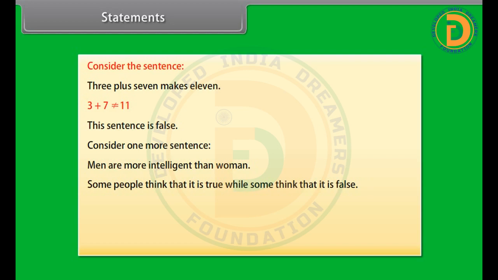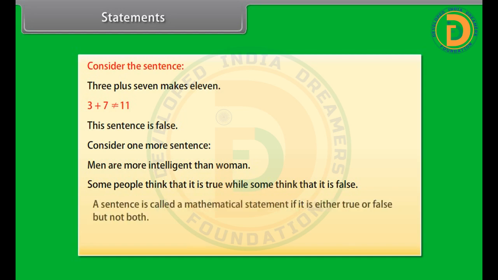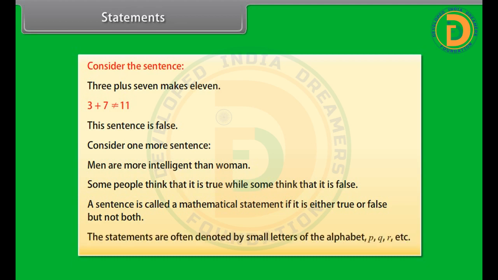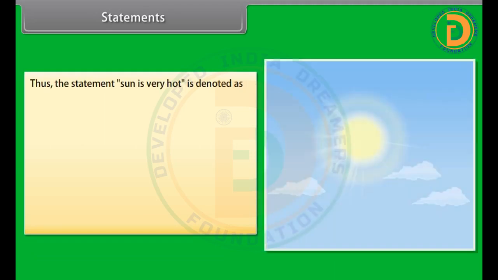Now we define a mathematical statement. A sentence is called a mathematical statement if it is either true or false, but not both. The statements are often denoted by small letters of the alphabet, P, Q, R, etc. Thus, the statement, sun is very hot, is denoted as P: sun is very hot.